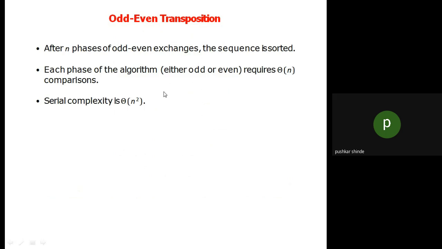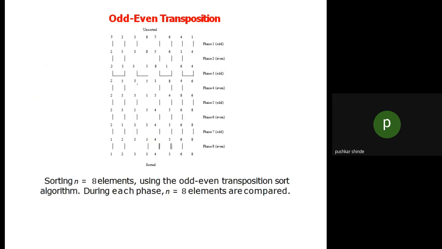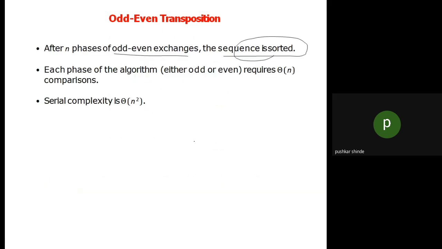Now speaking about the odd even transposition, after n phases of odd even exchanges, the sequence is sorted. So after n phases of the exchanges, the sequence becomes sorted. In the last phase, the sequence is sorted. Each phase of the algorithm, either odd or even, requires theta n comparisons. Serial complexity is theta of n square.